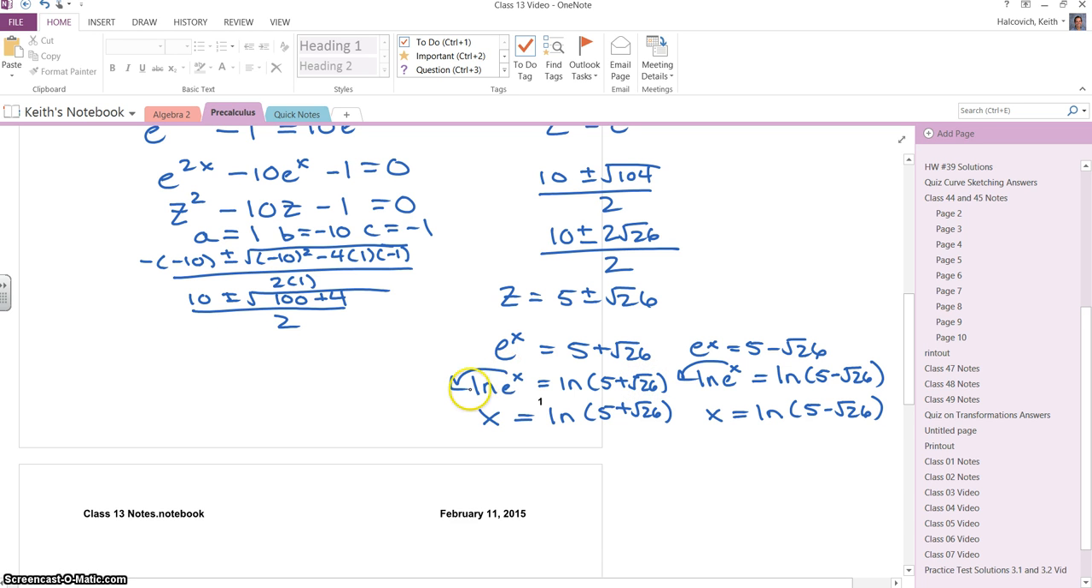5 plus the square root of 26 is approximately 2.3 something if you put that in your calculator. So it's a positive number. So the ln of 5 plus the square root of 26 works since it's a positive number. But the 5 minus the square root of 26, this is actually negative if you put that in your calculator. So this one does not exist. So you only have one answer.